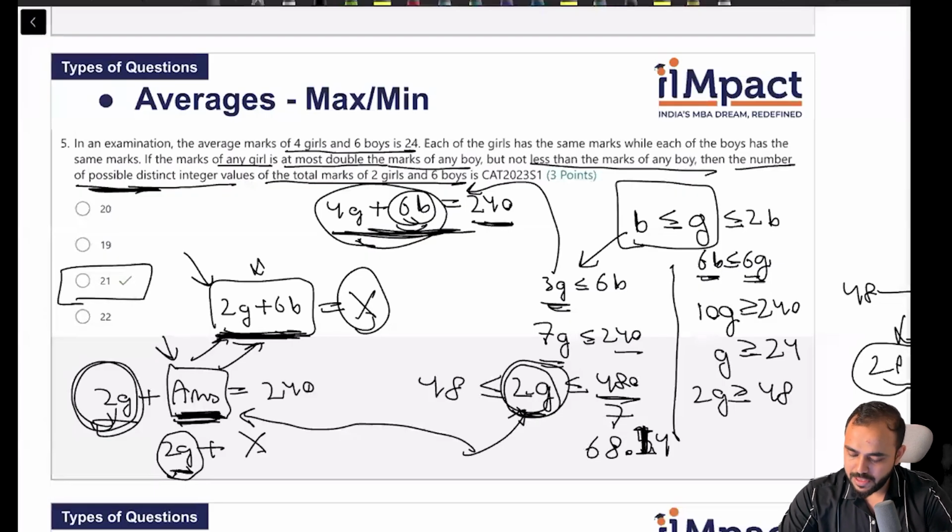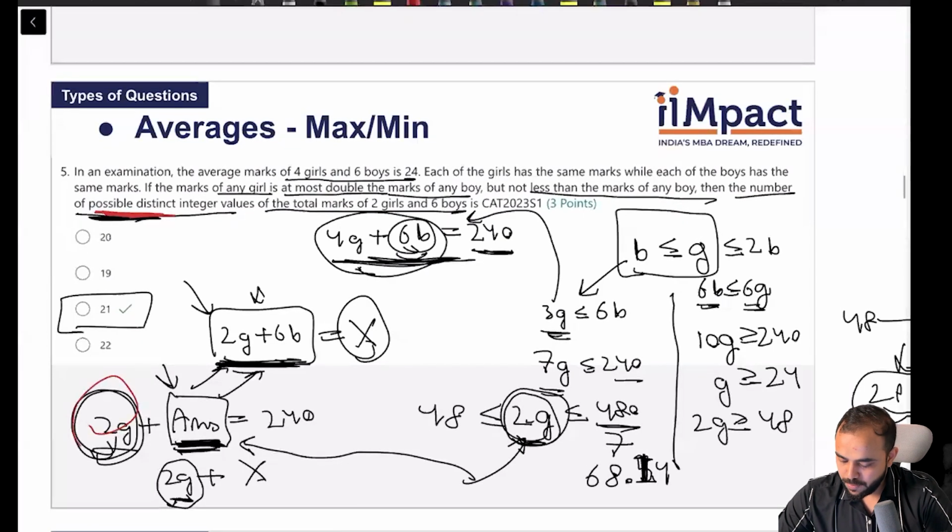So again, we figured out that to find the maximum and minimum value of our answer, we have to minimize or maximize 2G. Again, this is a much more complicated version of this argument. We will see easier versions also, but because this is CAT 2023, right?